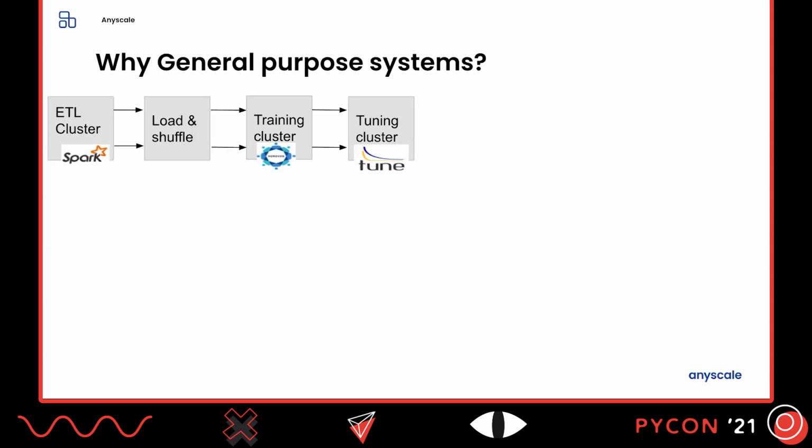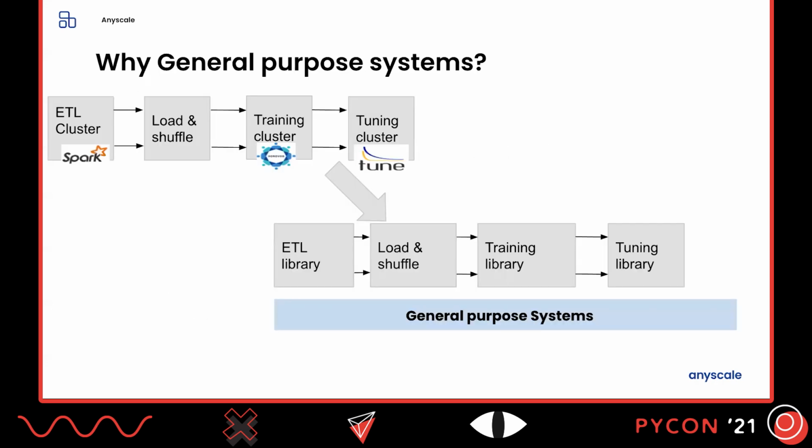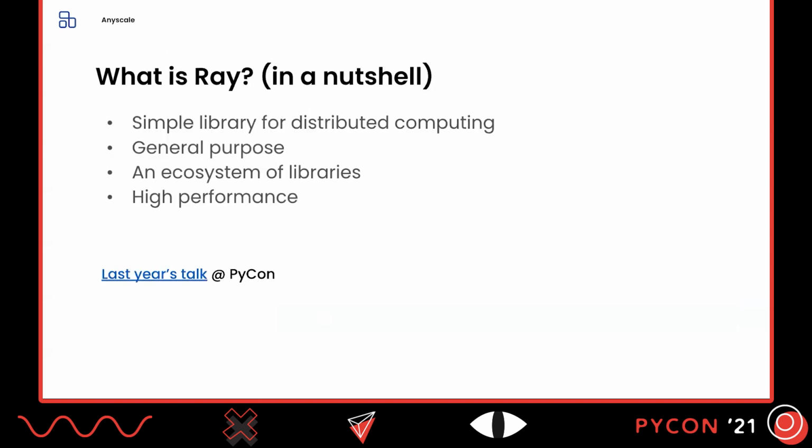Also, as you can see, this type of system composition could become like this with a single general purpose system. You can run different libraries like an ETL library, load and shuffle library, training library, and tuning library, all on the same system. Now, what could be a good general purpose system candidate here? I'd like to introduce Ray as a solution for this problem.